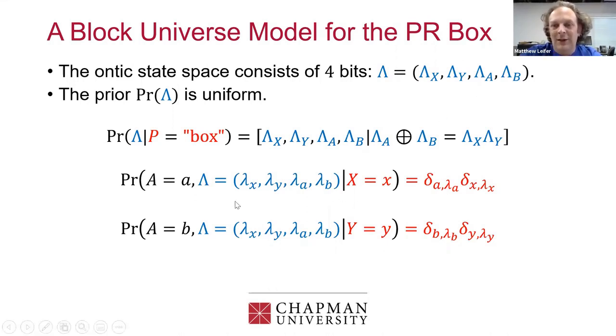So note that this model is retrocausal because if I marginalize over A here, the probability of lambda given X will be delta X lambda X. So the probability of lambda depends on the value of X and it depends on the value of Y. So that's where the retrocausality is.